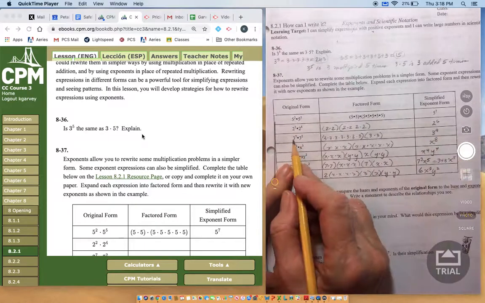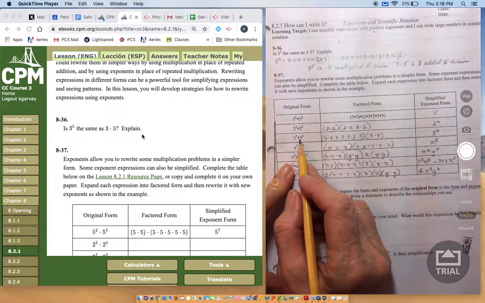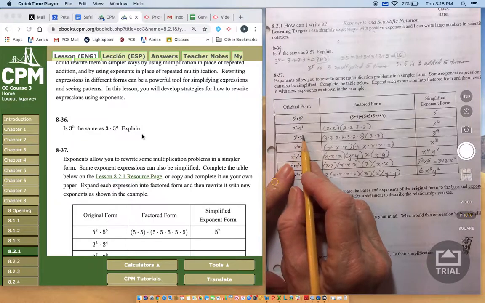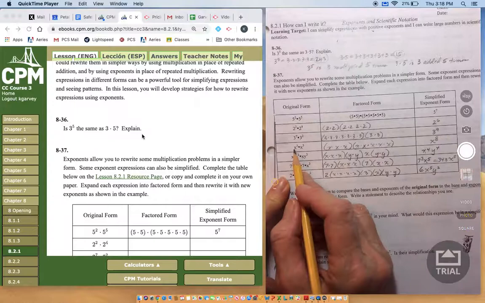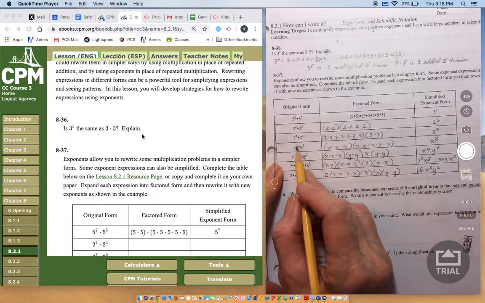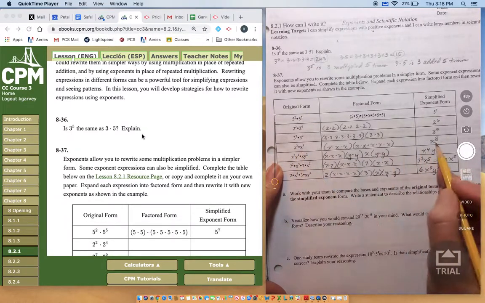Same thing here. The base is the same. It's 3. So 7 and 2 can be added together to make 9. Here, the base is the same. So 3 and 5 can be added together to make 8.